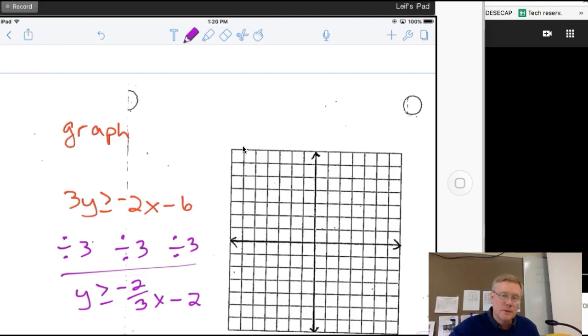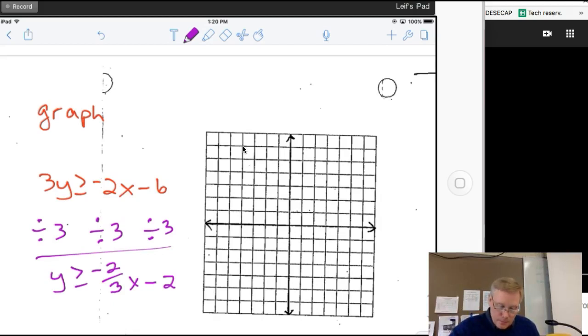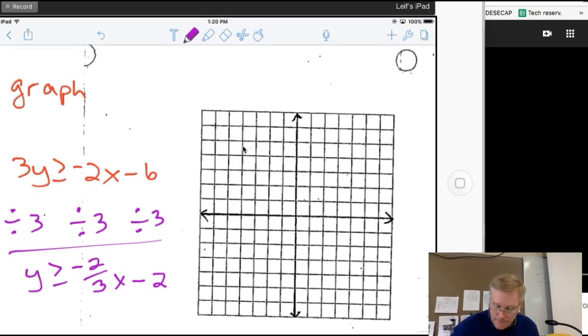Now I'm going to graph that. So I'm going to start at the y-intercept, which is -2. And I'm going to do my negative slope goes that way, so I'm going to go up and to the left, which is up 2, left 3, up 2, left 3. There we go. This is going to be a solid line because it has the or equal to underneath it there. There's my solid line.